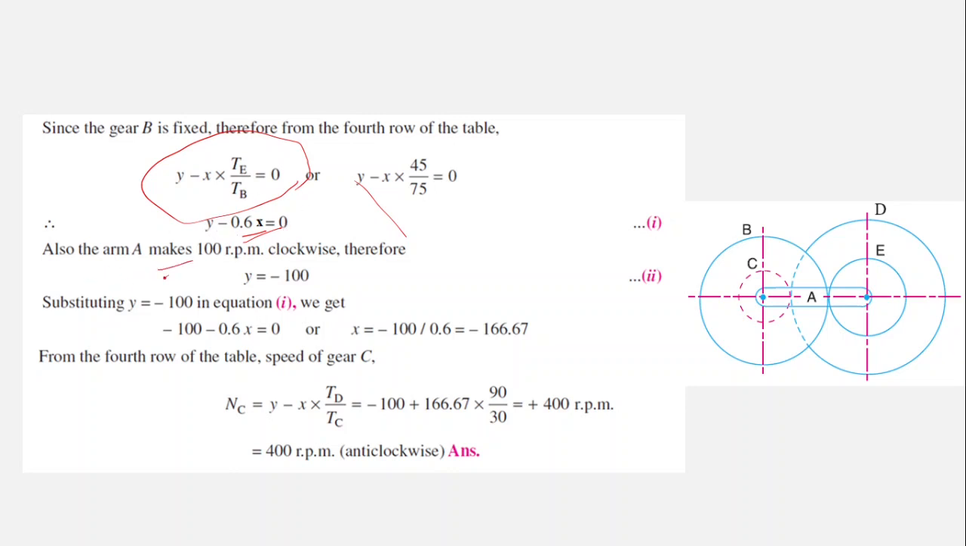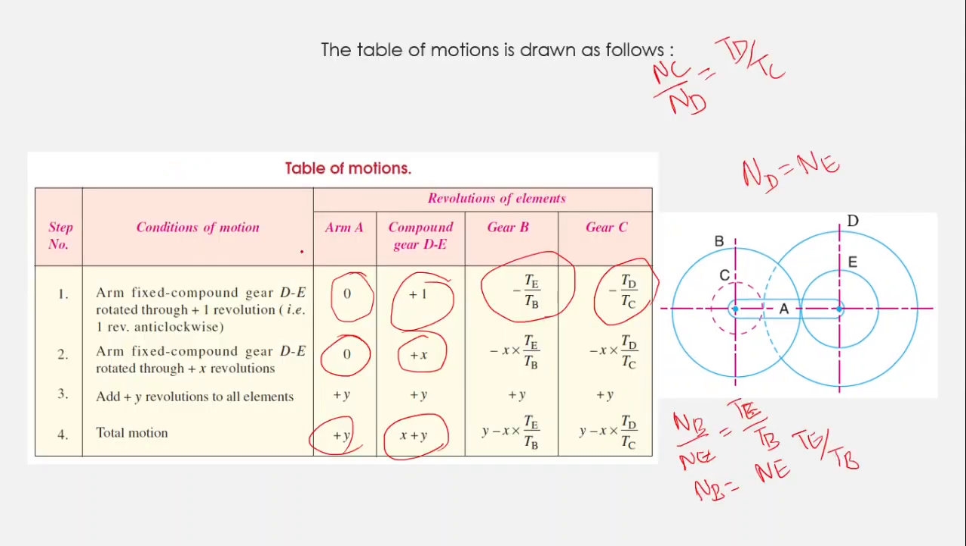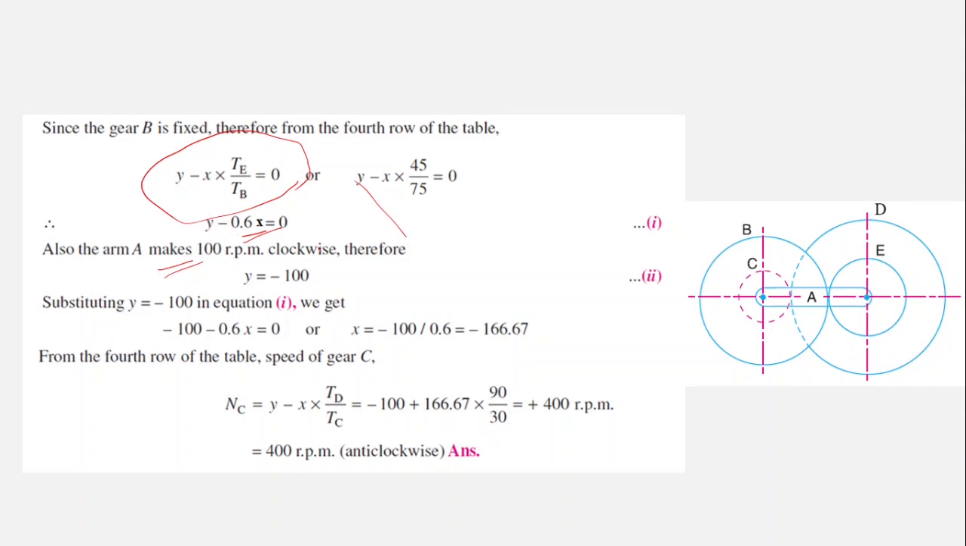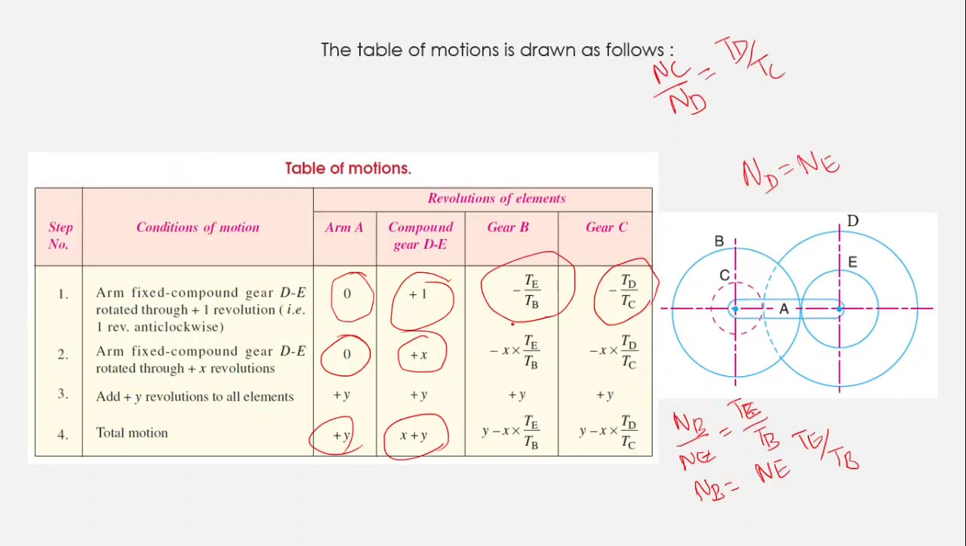Also, arm A makes 100 rpm in the clockwise direction. That means for the arm, the motion is equal to plus y, and that plus y must be equal to negative 100, because 100 rpm is in the clockwise direction. That means y is equal to negative 100. Then we can substitute this value in the first equation. Then minus 100 minus 0.6x is equal to 0. Then we can easily calculate the value of x. The value of x is equal to negative 166.67.